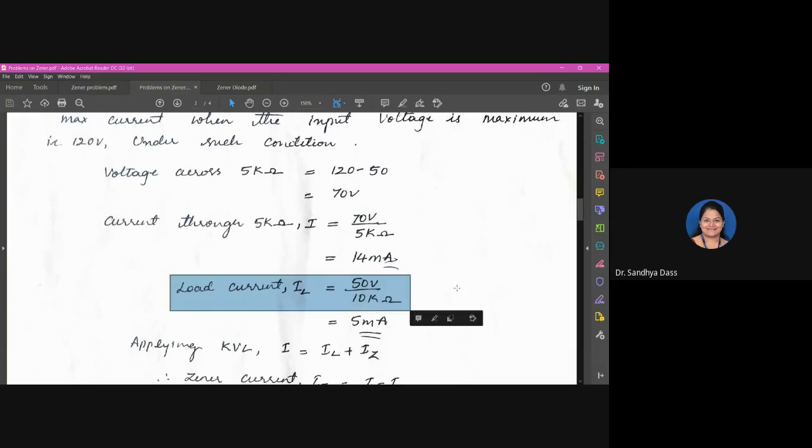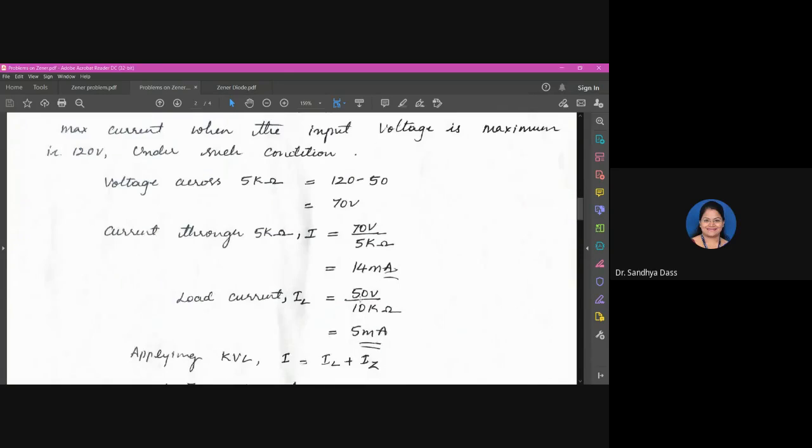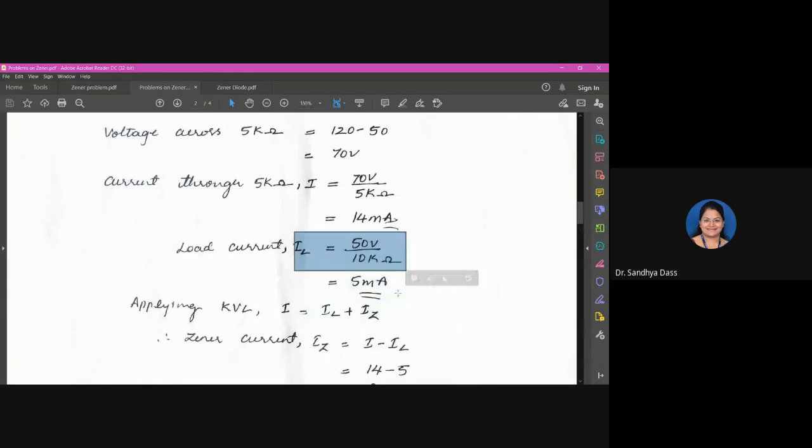Load current, as I said, will be fixed. How do you calculate IL? Observe here, the voltage across these 2 points also will be 50 volts, right? So 50 volts by the RL value, 10 kilo ohms, will be your IL, which is 5 milliamps.